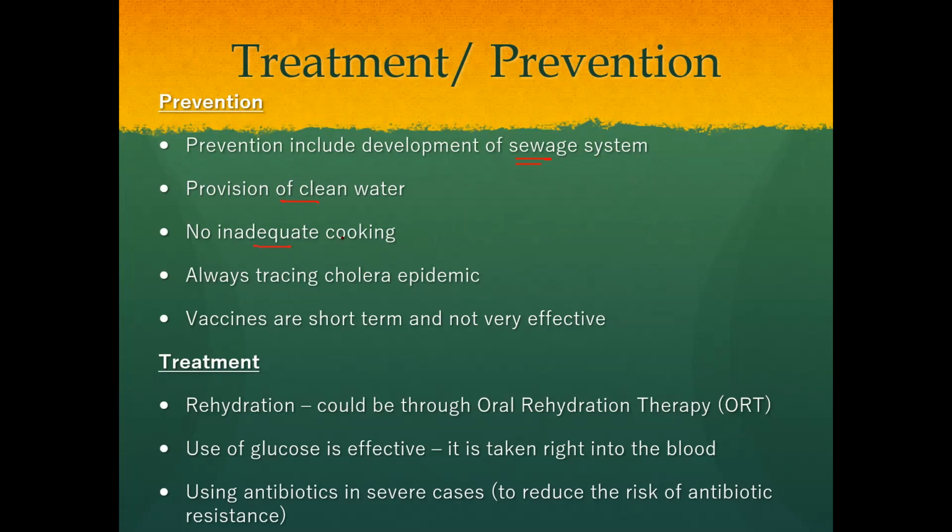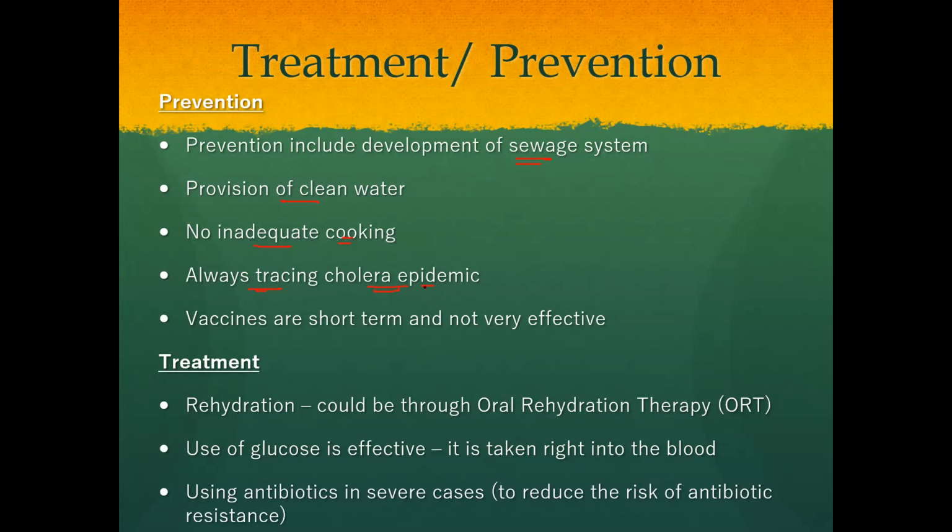Definitely, cooking can be inadequate. Cooking is not done properly, so maybe the meat that is used, the food that is cooked, is not prepared properly, right? And always tracing cholera epidemic, because now in these conditions there is a chance that an outbreak can happen, right? Especially in summer days, when the temperature is high, and there are a lot of infections going on during those days.